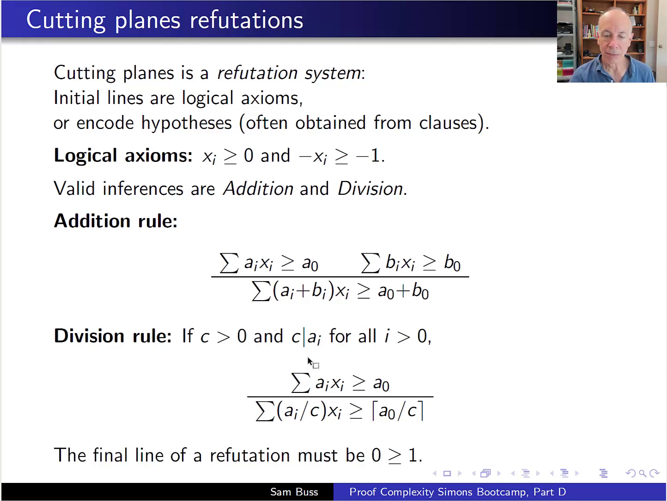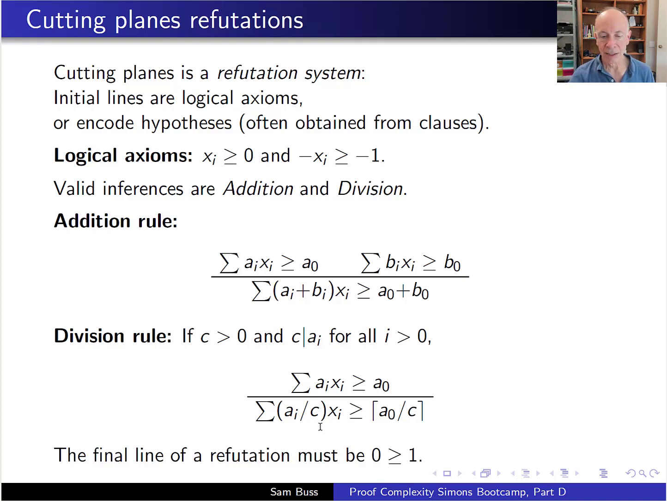And then from the sum of ai xi greater than or equal to a0, we can infer the sum of ai over c times xi greater than or equal to a0 over c, rounded up to the nearest integer. So on the left-hand side, the coefficients ai over c are integers because of the hypothesis that c is a divisor of ai. On the right-hand side, a0 over c may be fractional, but it gets rounded up to the nearest integer.